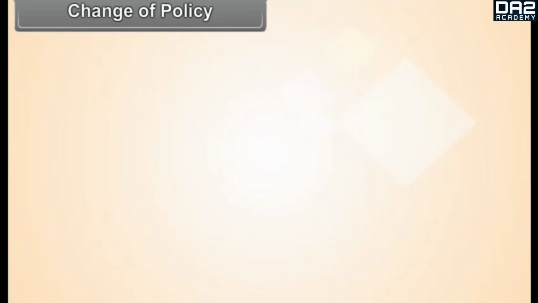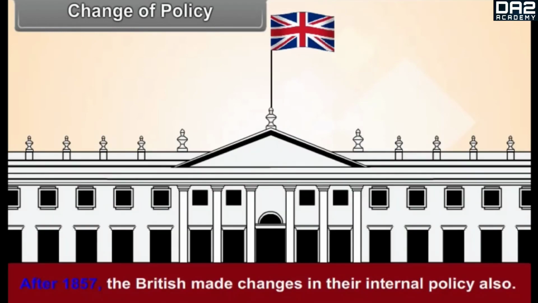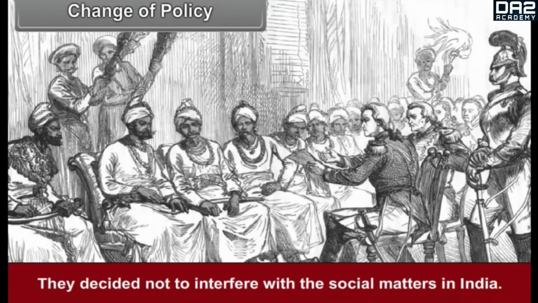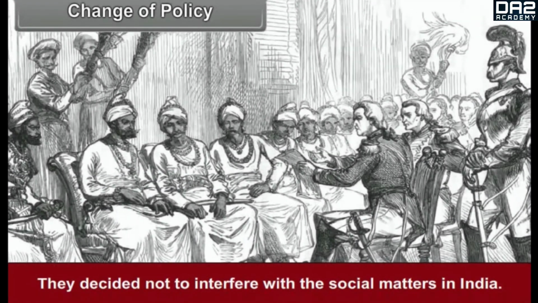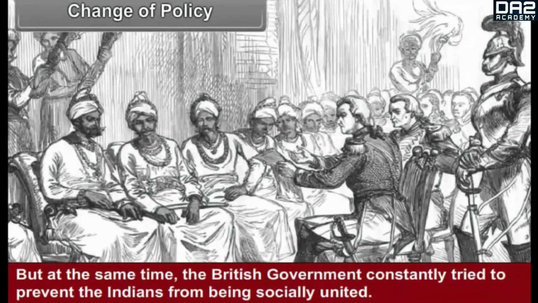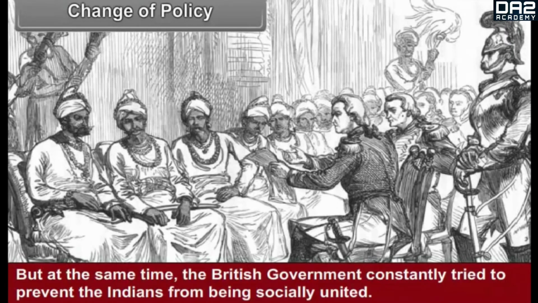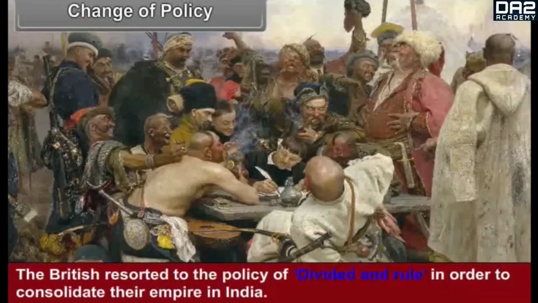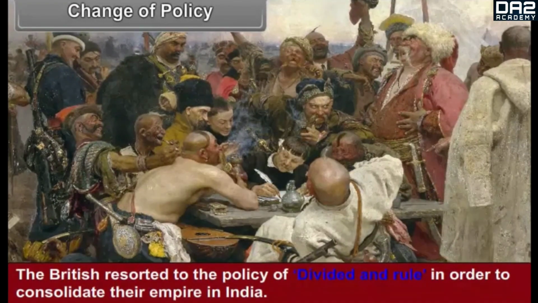Change of policy. After 1857, the British made changes in their internal policy also. They decided not to interfere with the social matters in India. But at the same time, the British government constantly tried to prevent the Indians from being socially united. The British resorted to the policy of divide and rule in order to consolidate their empire in India.